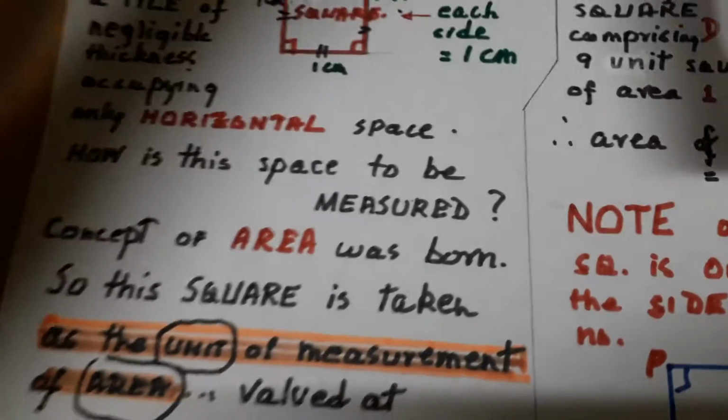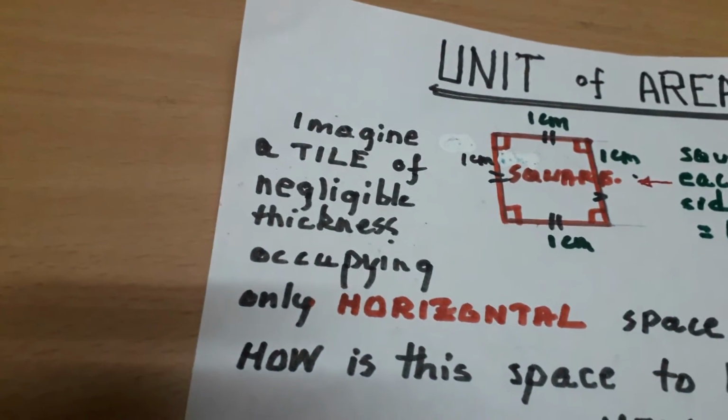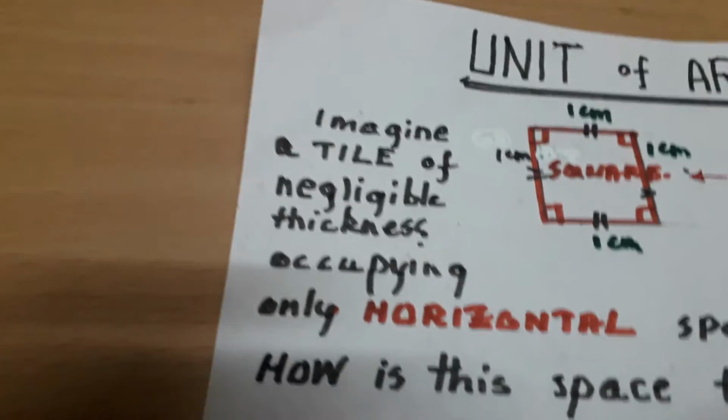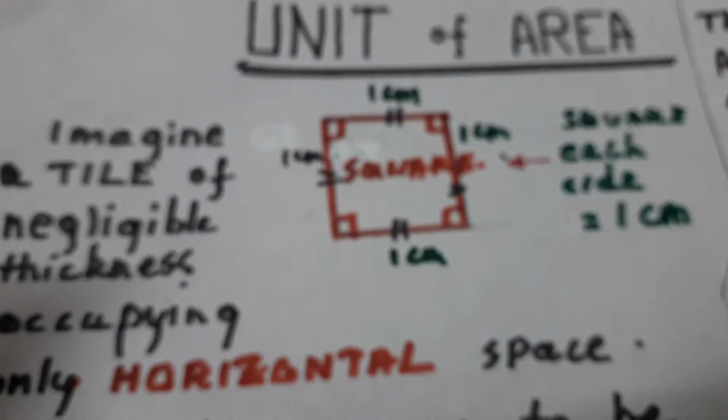Okay, now we go to page 2. There are about 16 pages. Page 2. Okay. Imagine a square. This square has a side of 1 centimeter. You know what a square is? All the sides are equal, all the angles are equal. So the side is equal to 1 centimeter.